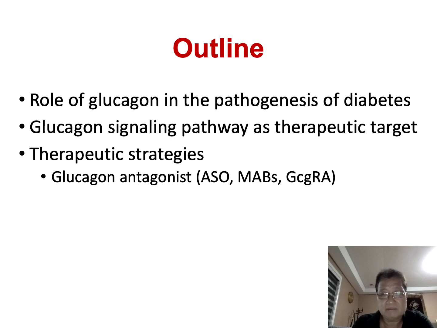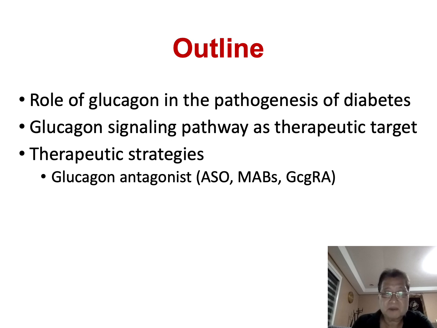There are several therapeutic strategies, and number one is glucagon antagonist. When we use an antagonist, what we want here is to eliminate the hyperglycemic effect of glucagon, since in the pathogenesis of diabetes there is an excess or inappropriately high glucagon level, and this can be done in several ways. One is by using antisense oligonucleotide, sometimes called ASO, and the effect is to reduce or block the expression of the glucagon receptor.